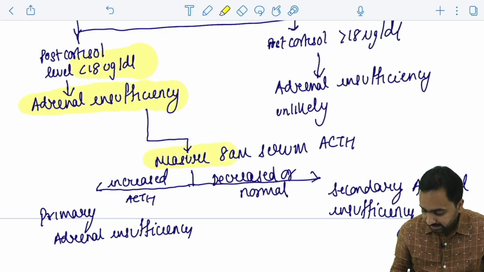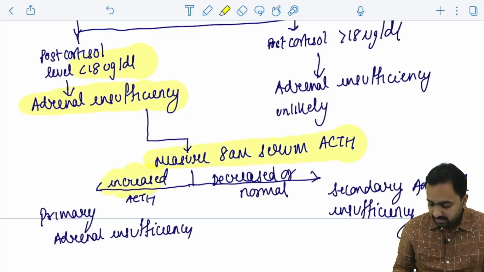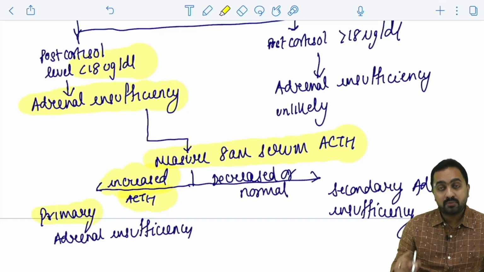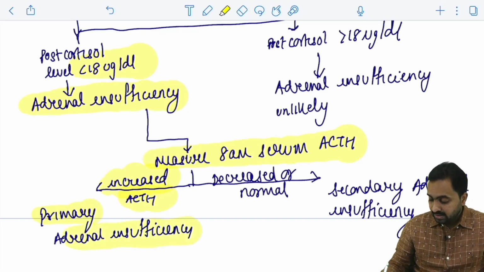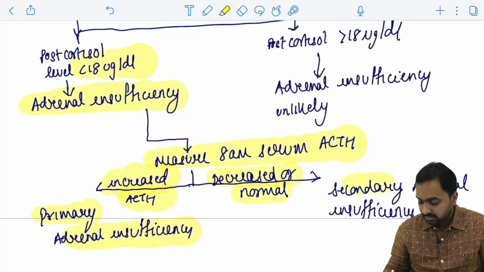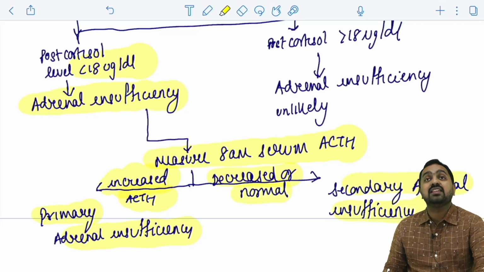Then we measure the 8 a.m. serum ACTH. If there is an increased ACTH, it is going to be a primary adrenal insufficiency. And if it is decreased or normal, it is going to be a secondary adrenal insufficiency.